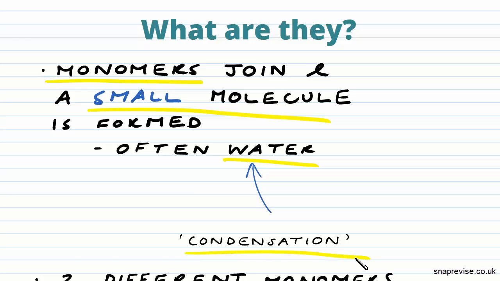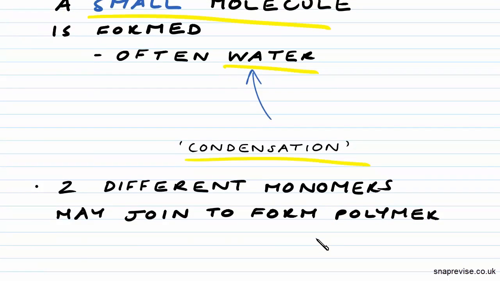There's water being produced. So one of the main differences between condensation polymerization and addition polymerization is that in condensation polymerization, there may be two different monomers that join together to form the polymer. It's not always necessarily the same monomer.